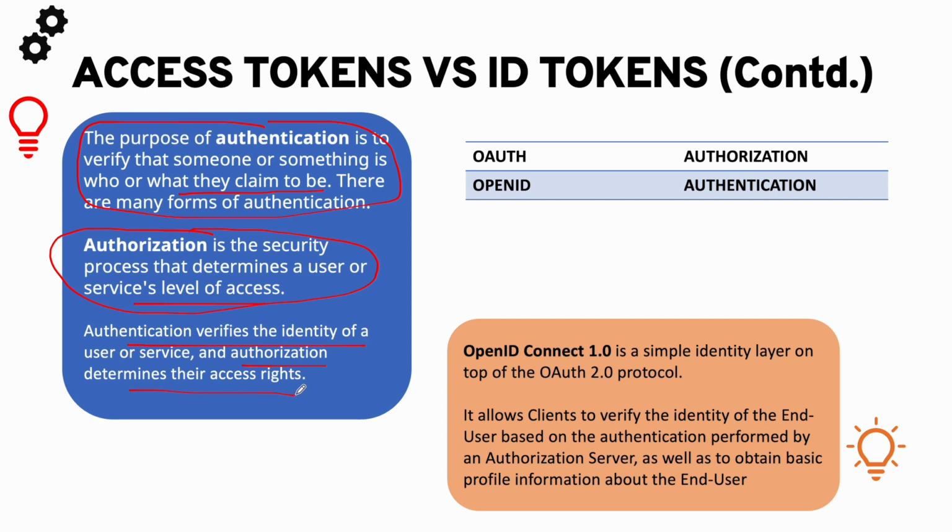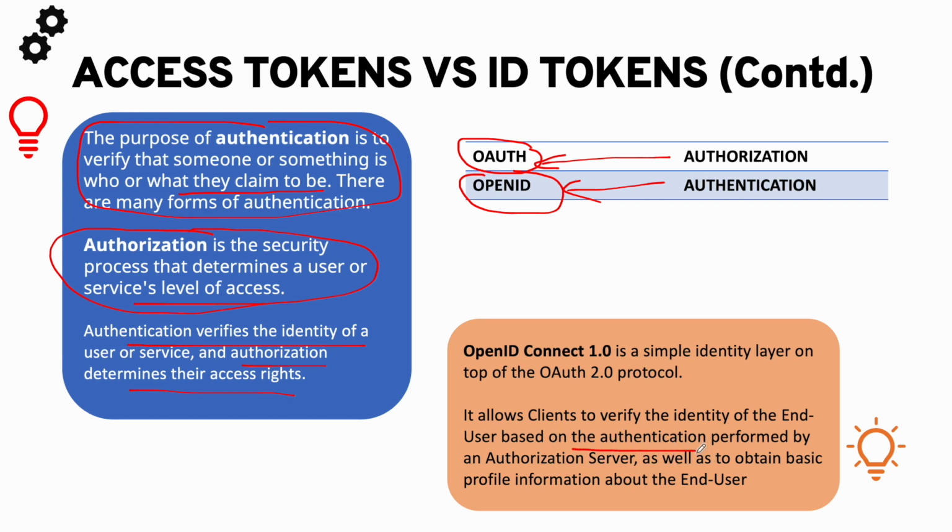Now, the other thing we have to see here is, till now we were discussing only OAuth, and there is a thin layer on top of OAuth which is called OpenID, and this is meant for authentication. OAuth is primarily only for authorization, and then there is a thin layer called OpenID, which facilitates authentication. Just to read the definition, OpenID is a simple identity layer on top of OAuth 2.0. It allows clients to verify the identity of the end user based on the authentication performed by the authorization server.